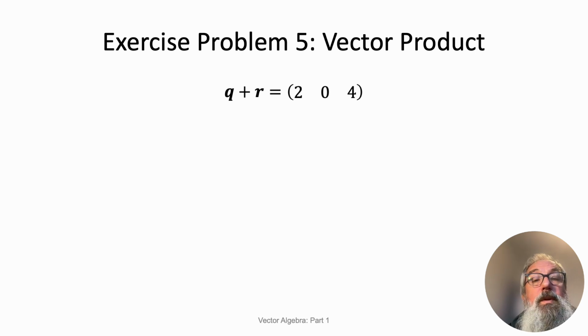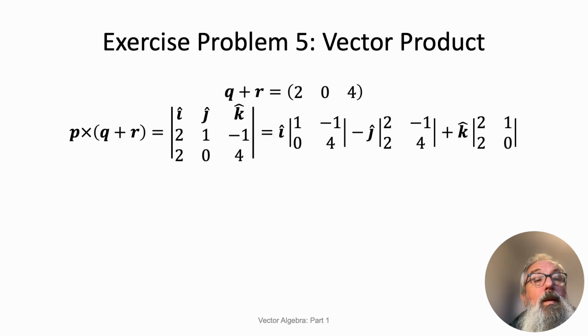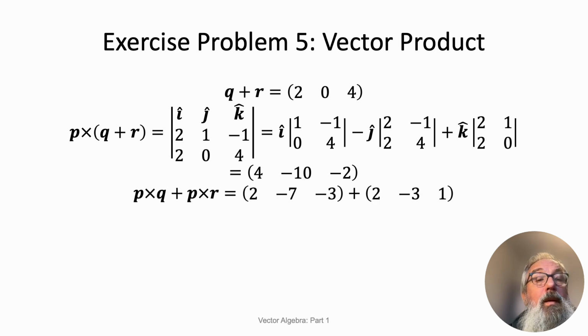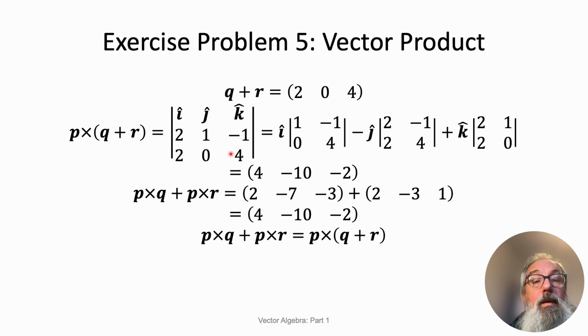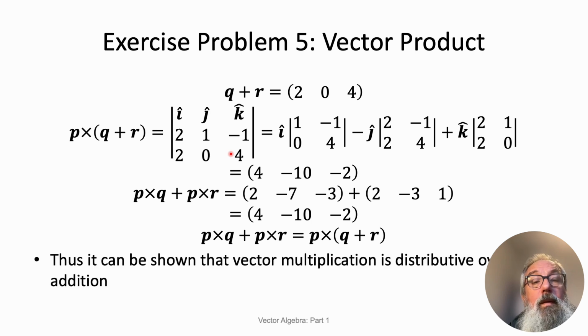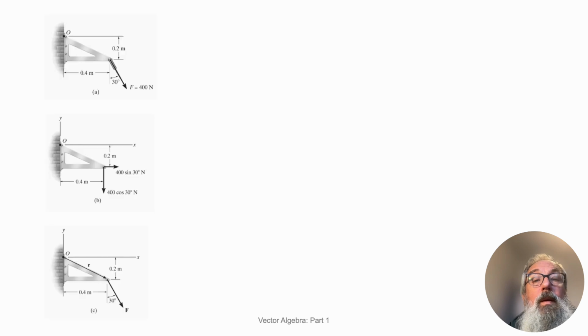Q plus R is 2 0 4. P times Q plus R comes to be 4 minus 10 minus 2. We can expand that bracket. Quite an easy calculation to do now when we see that those two are the same, as we'd expected from the rule. So it shows that vector multiplication is distributive over addition. Okay, let's have a look at another example.